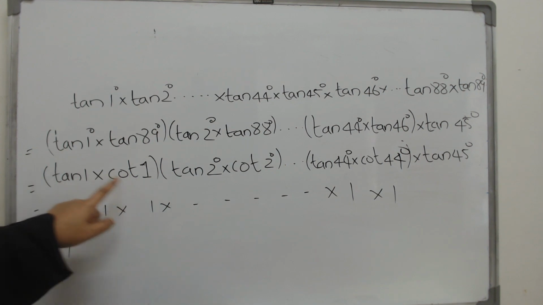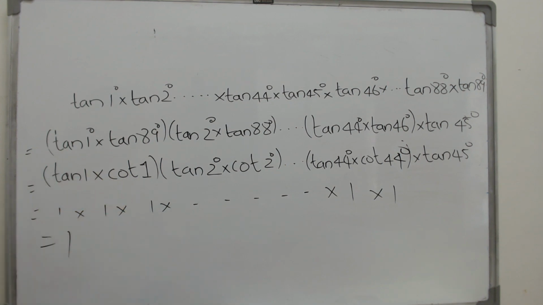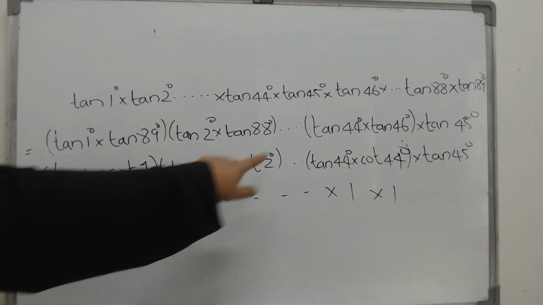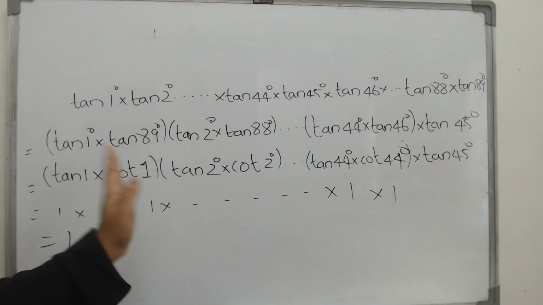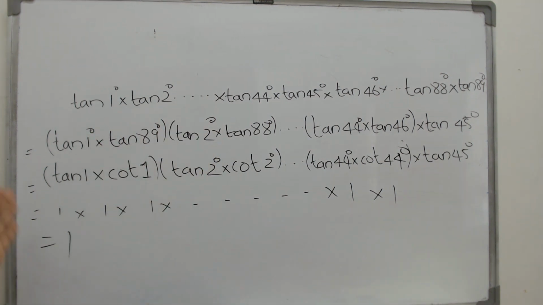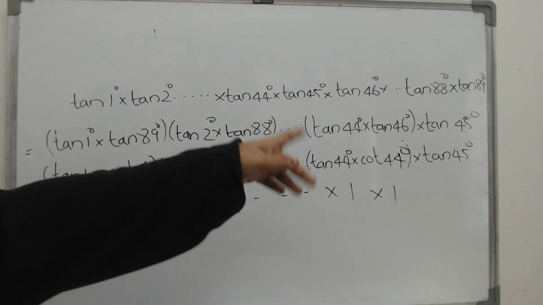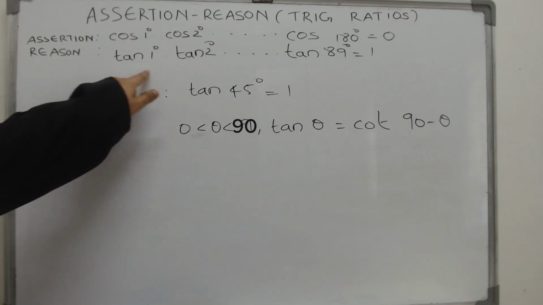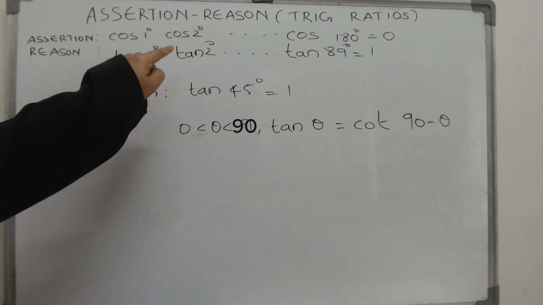But what do we know? Tan and cot are what? They are the reciprocal of each other. So when you multiply them, you will just get 1. Similarly, change this also to the same angle, everything to the same set of angles. Then what will you get? Each one of these products is 1. Tan 45 degrees is also 1. So your product is what? It is just 1. So the second statement here that you see, it is true.